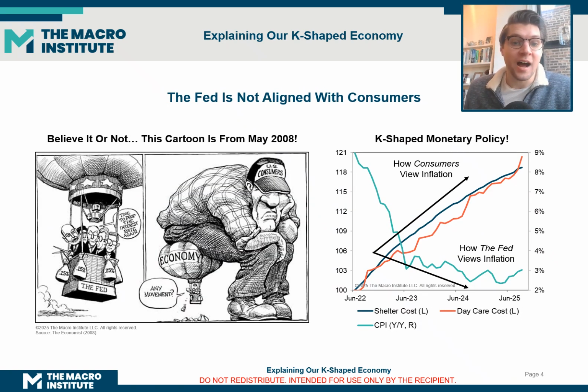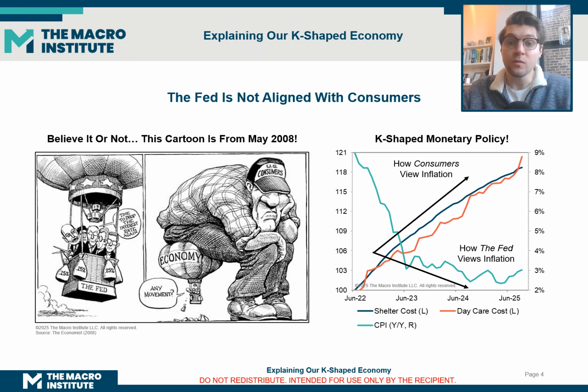This is another, believe it or not, cartoon from 2008. This slide is just to show that the Fed is also not aligned right now with how consumers are feeling. We've gotten a bunch of rate cuts, right, where we're worried about inflation. And if you look at the chart on the right, you'll see why the Fed is less concerned about inflation than how the public feels about inflation. That comes down to the Fed generally viewing CPI on an annualized basis. So they're looking for under 2% or around 2% annual price increases.